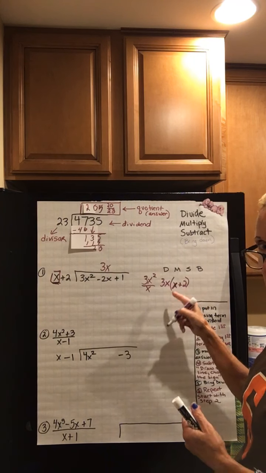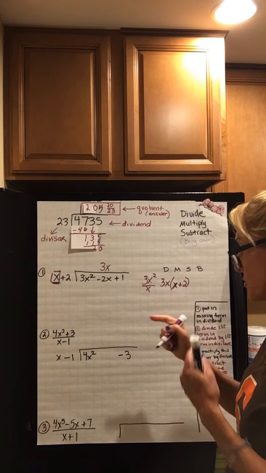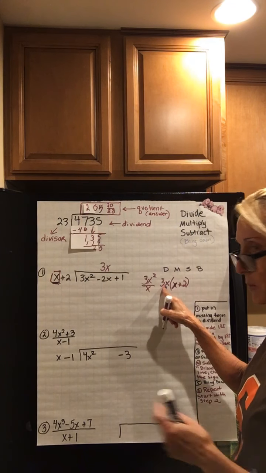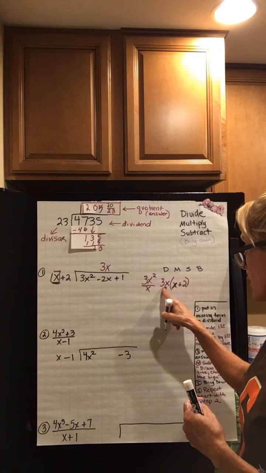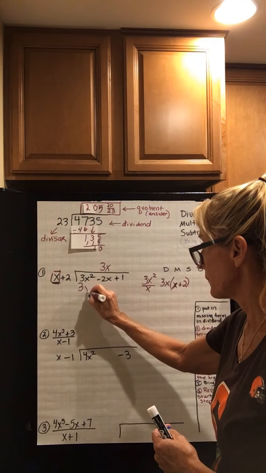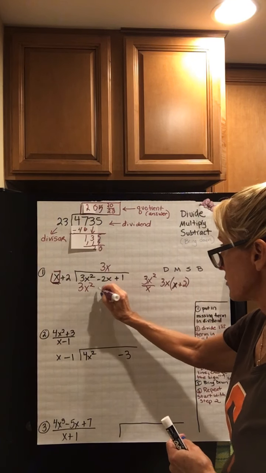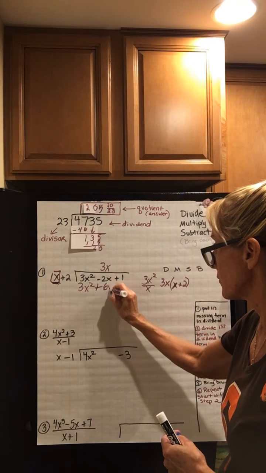And I want you guys, it's really helpful to write this down until you've got it pat, so you understand it all. So let's distribute. Remember, we just did that for our homework. So 3x times x is 3x squared. And then 3x times 2 is 6x, and it's positive 6x.